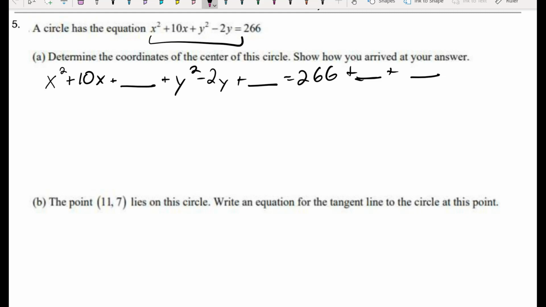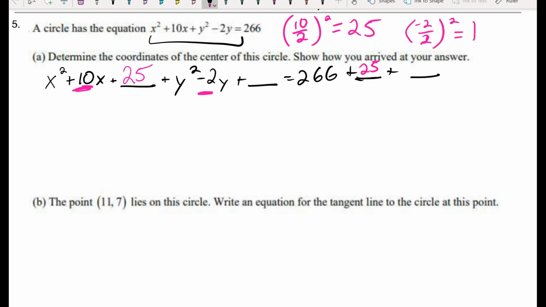Now here's the completing the square part. I'm going to take the number next to x, that 10. I'm going to take half of it and square it. Half of 10 is 5, 5 squared is 25. So I'm going to add that to the left-hand side here, but I'm also going to add that to the right-hand side. I'm going to do the same thing with this minus 2 next to the y. Half of negative 2 is negative 1, and when I square that, I get positive 1. So I'm going to add 1 there and add 1 there.